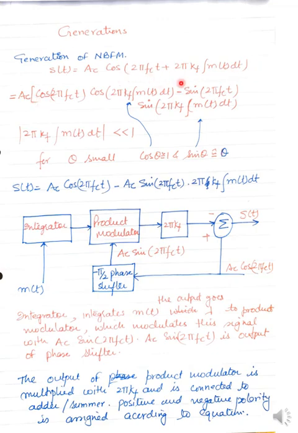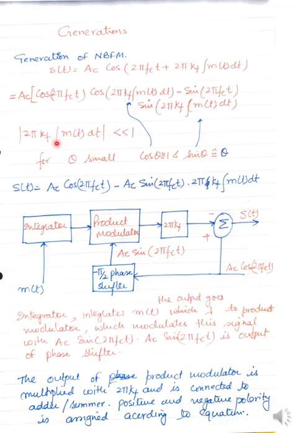If I open it using the cos(A+B) formula, it will be cos A cos B, where A is 2π fc t and B is 2π kf ∫ m(t) dt, minus sin A sin B, which is sin 2π fc t times sin of 2π kf ∫ m(t) dt.